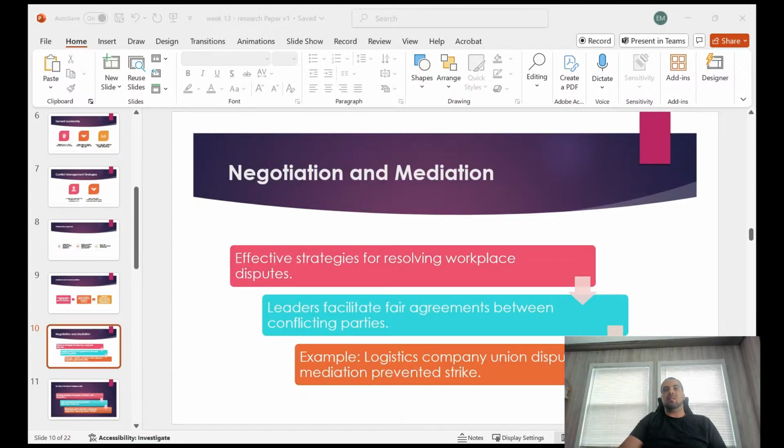Another strategy is negotiation and mediation. Those are crucial tools for resolving disputes fairly. Again, in the same company, tension between management and unionized employees over wages could have resulted in a strike. A mediator facilitated negotiation, helping both sides reach a fair agreement. This prevented a work stoppage and ensured continued operations.